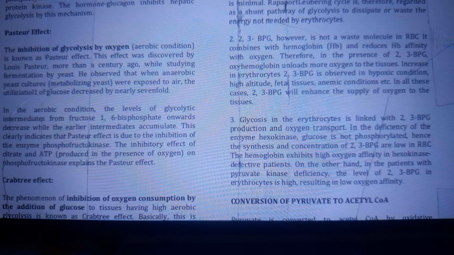Significance of 2,3-BPG. Production of 2,3-BPG allows glycolysis to proceed without the synthesis of ATP. This is advantageous to erythrocytes since glycolysis occurs when the need for ATP is minimal. The Rapoport-Luebering cycle is therefore regarded as a shunt pathway of glycolysis to dissipate or waste the energy not needed by erythrocytes. 2,3-BPG, however, is not a waste molecule in RBC.